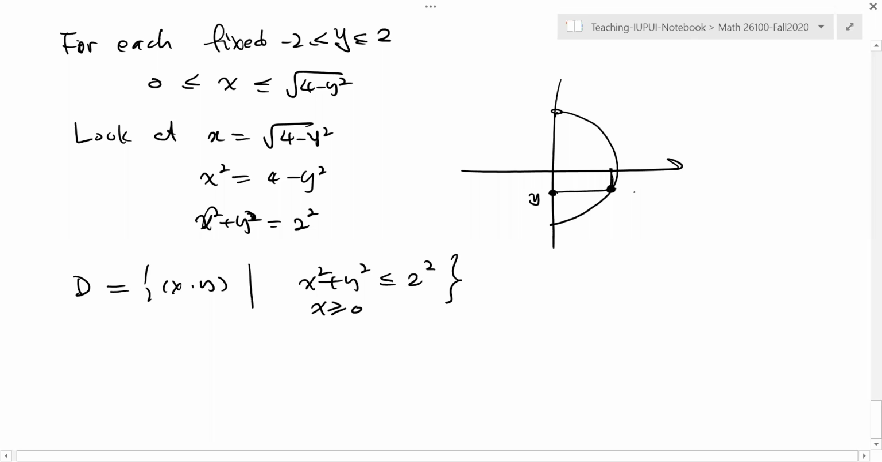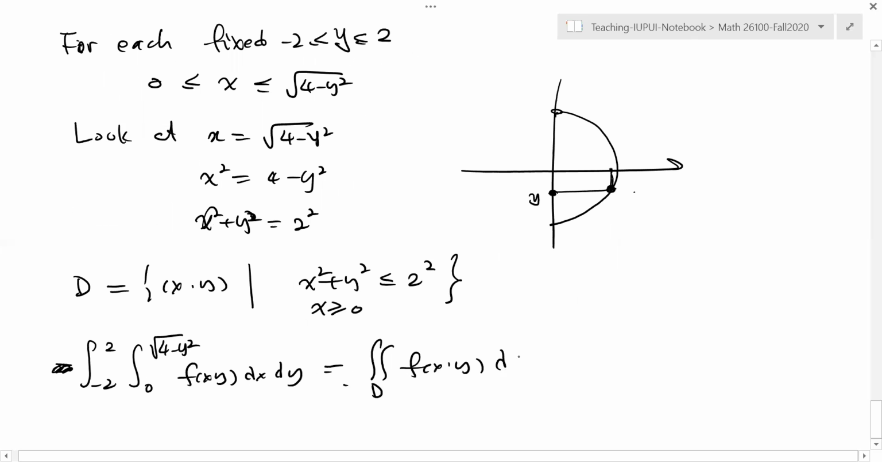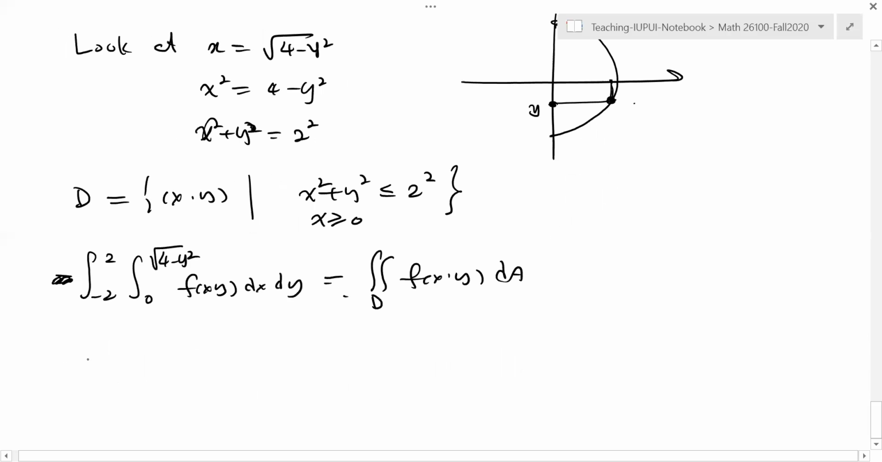So that iterative integral is going to be the integral from -2 to +2, from 0 to square root of 4 minus y squared, of f(x,y) dx dy. This is a double integral of this function. This is our original integral. Then you can switch the order.